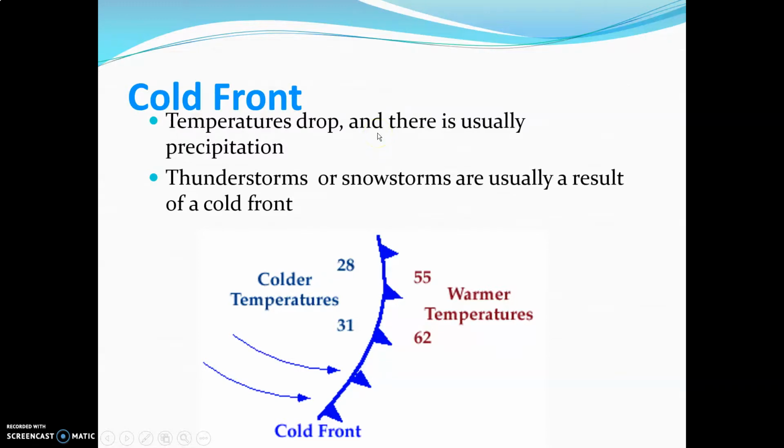During a cold front, the temperatures drop and there's usually precipitation. Thunderstorms or snowstorms are usually a result of a cold front.